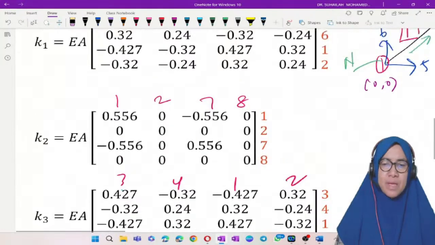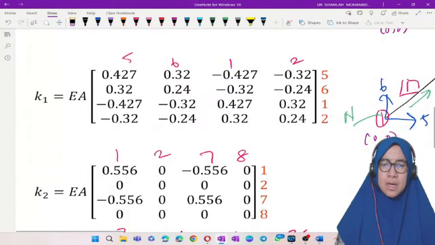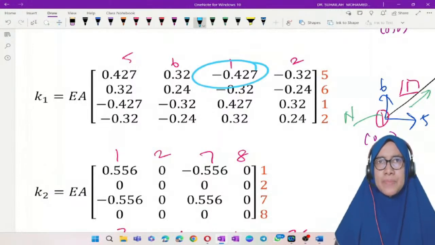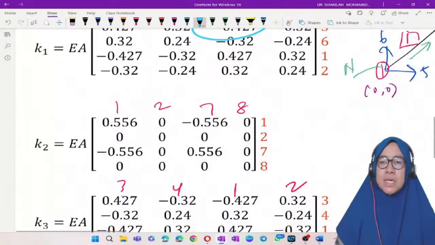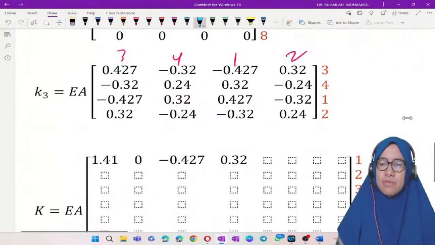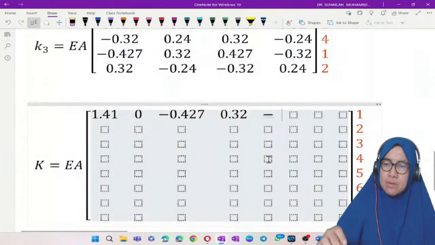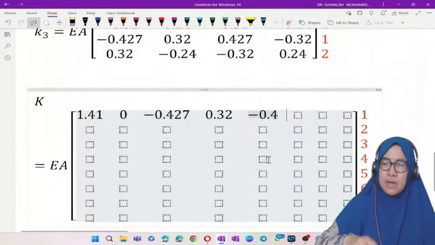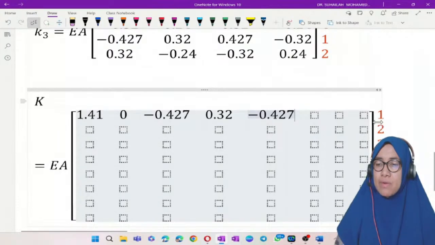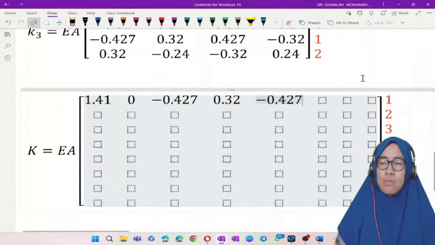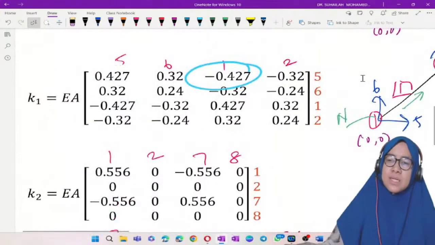1,5 is in K1. 1,5 is negative 0.427. This is 1,5. Okay, 1,6.